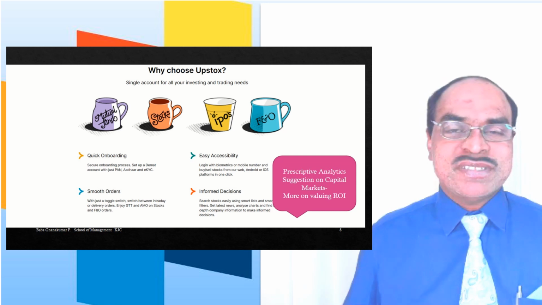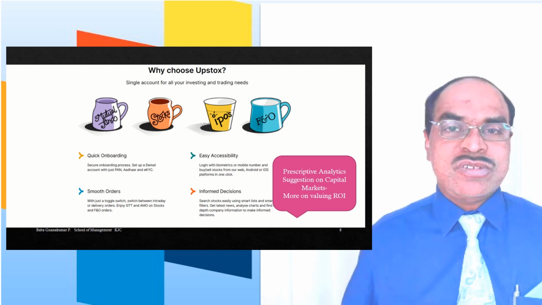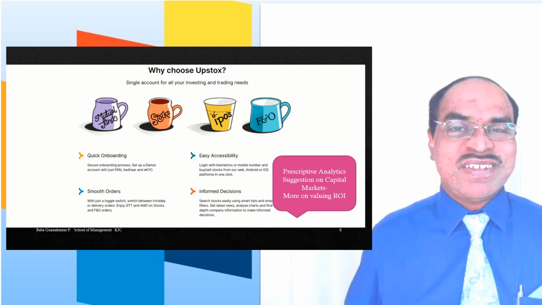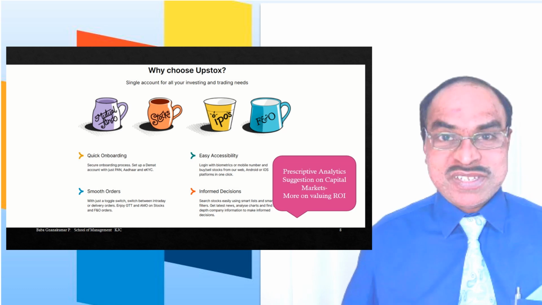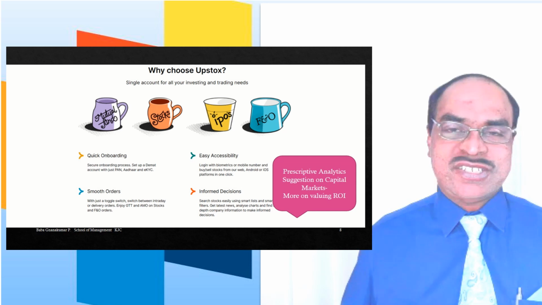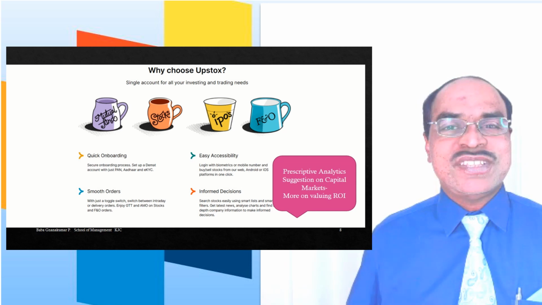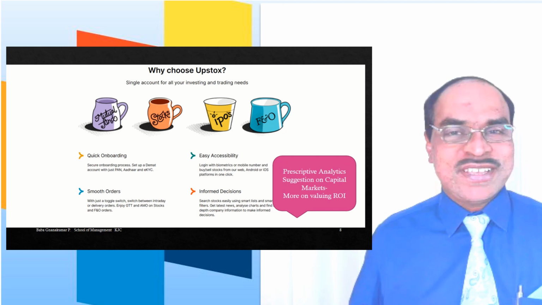This is coming under the prescriptive. They are suggesting to the investors based upon their analytics score, based upon their investment decision on return on investments. They are giving suggestions to the customers. And decision making is of course with the customers, but they are using the analytics for that.